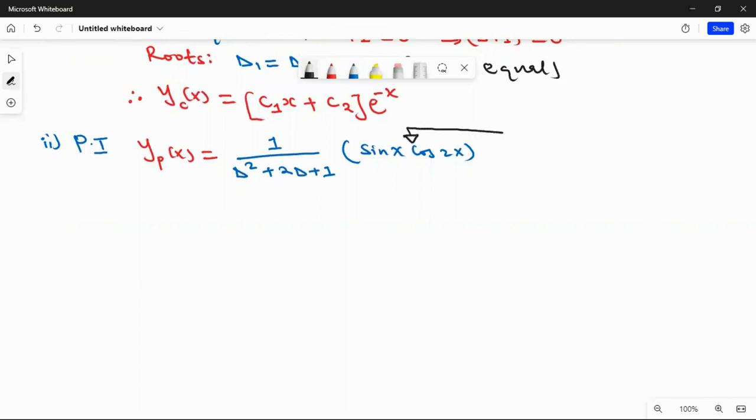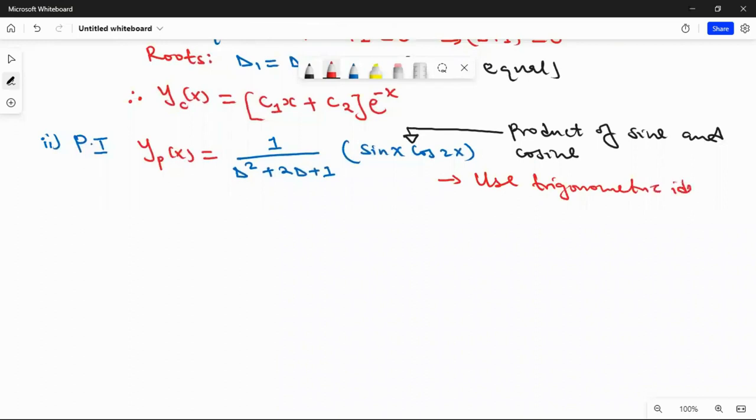This is a case where you have a product of sine and cosine. For us to be able to operate on that kind of a product, what you need to do is this one. We use trigonometric identities. I want us to recall that sine of A plus B is the same as sine A cos B plus cos A sine B.